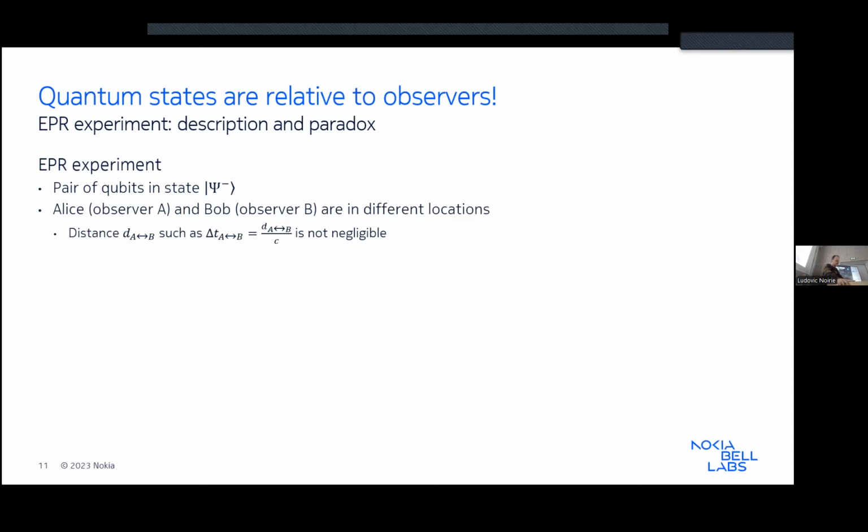Observer A, Alice, and Bob, observer B, are in different locations, and they have their own qubits. Alice received the first qubit of the pair, and Bob received the second one. The distance between Alice and Bob is large enough that the information exchange between them cannot be considered instantaneous. You need time to receive information at the speed of light, for example the information from Bob about what Bob measured, for Alice, and vice versa.